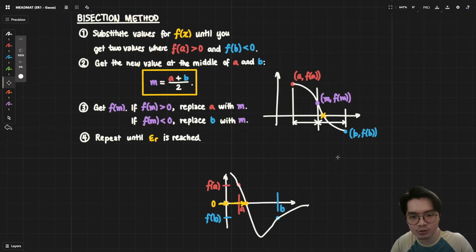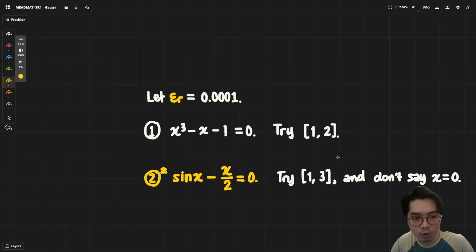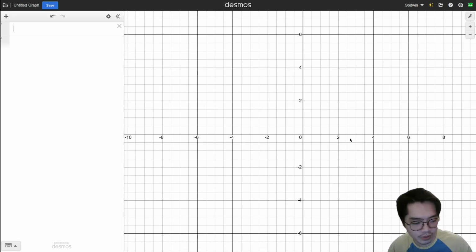Okay, so now let's try and implement this using not only Desmos, right? We'll have Desmos here with us, but we'll also have Excel, right?